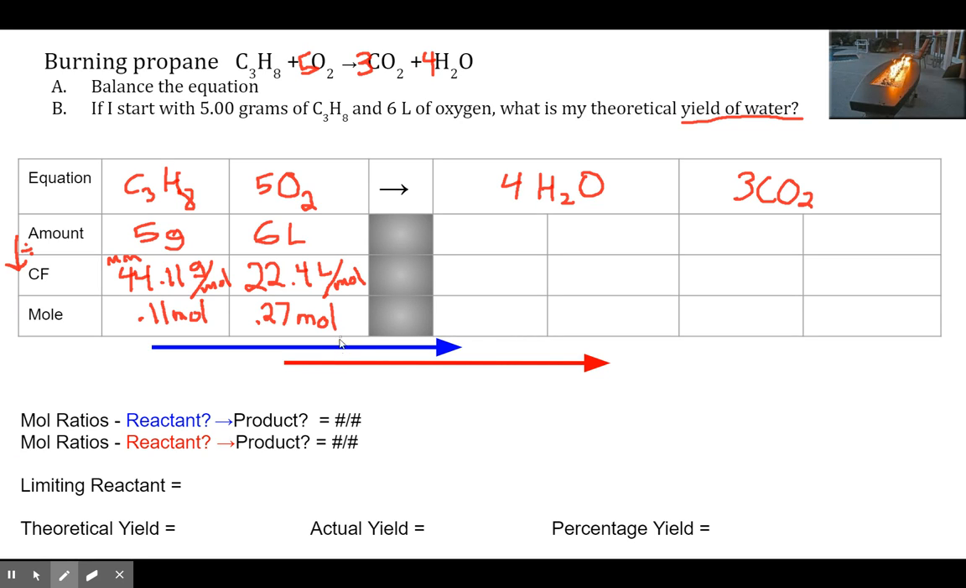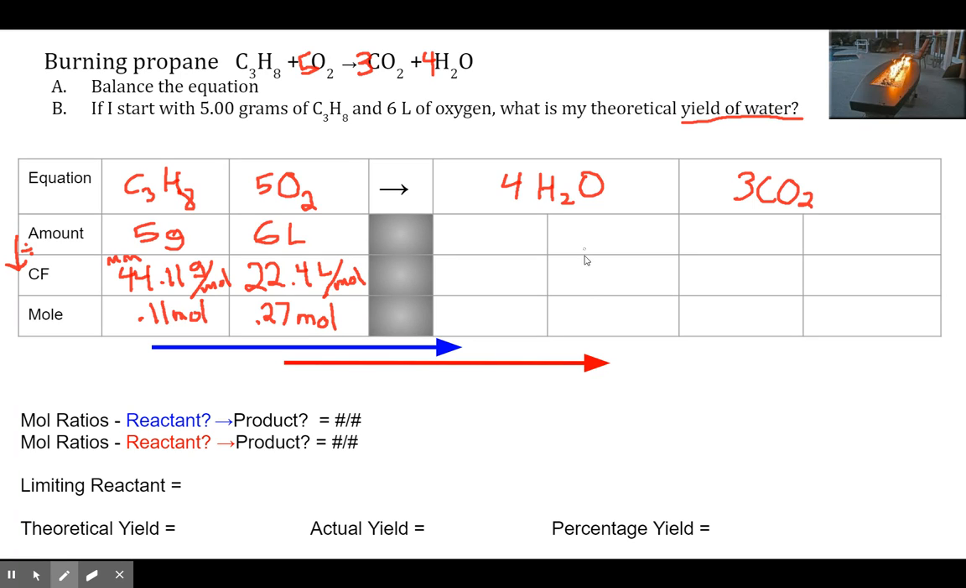Both of these, we're going to have different mole ratios to get to our product. We have the blue one, which is for going from the propane to the water, and we have the red arrow going from the oxygen to the water. So we have to see how much we would produce. Well, what's the difference between these two arrows? Well, it's the ratio of the product from the reactant. So for every four moles of water, it takes 5 moles of oxygen.